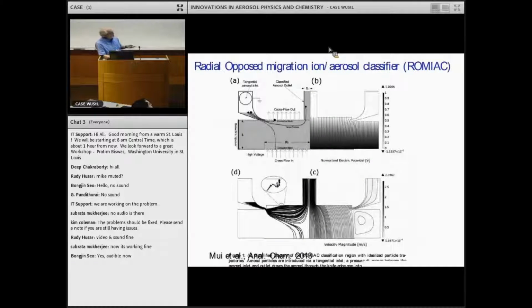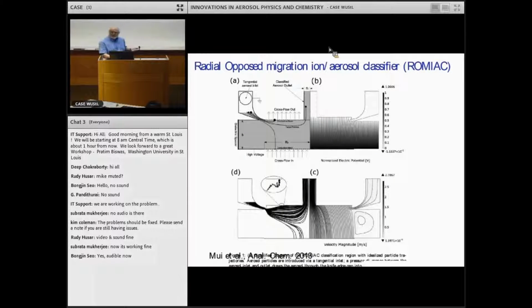We've recently introduced a new analyzer, which is an opposed migration analyzer. We have 2 porous electrodes. We introduce the aerosol filling the gap between the electrodes and apply an electric field that causes the particles to migrate against the counterflow. So there's a slow drift towards the exit port, but migration is countered by the crossflow directly.